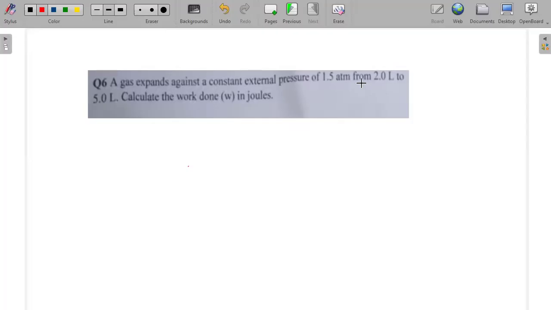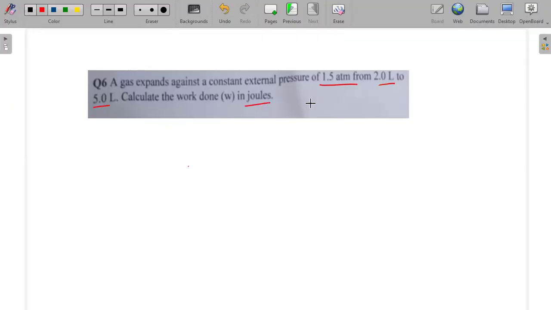In this tutorial, I'm going to solve a question from your test saying a gas expands against a constant external pressure of 1.5 atmosphere from 2.0 liters to 5.0 liters. Calculate the work done in joules.